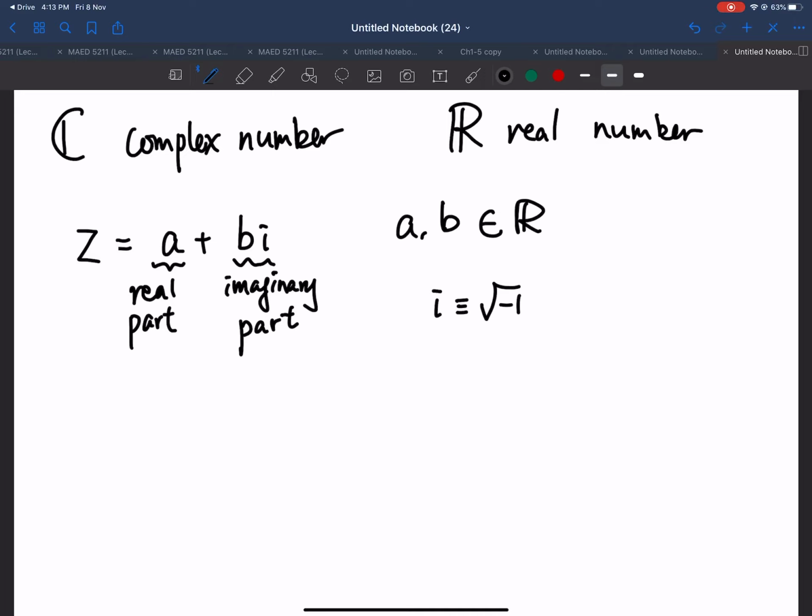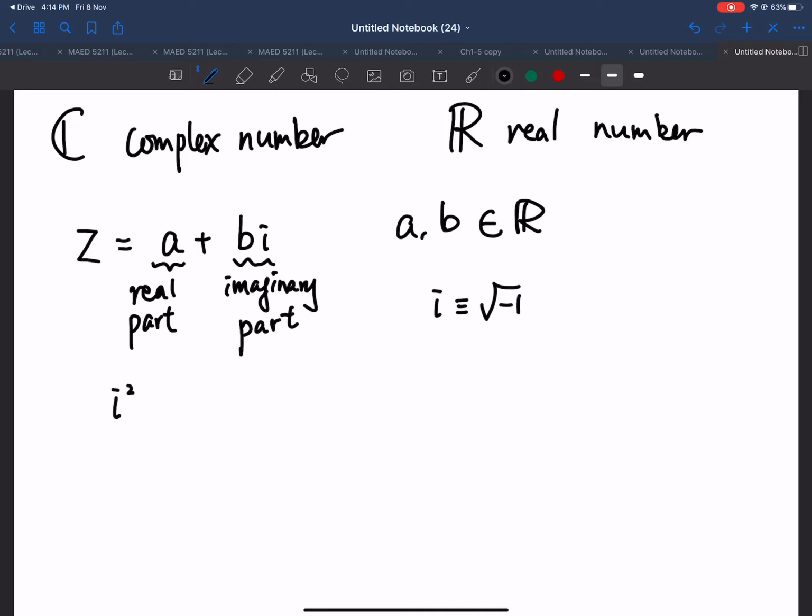So the application of complex number, it can replace a vector, the 2D vector, in terms of addition and subtraction only. And it can be also used in science, especially for physics, especially in quantum mechanics.